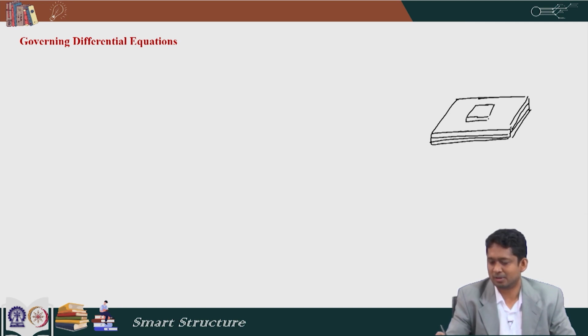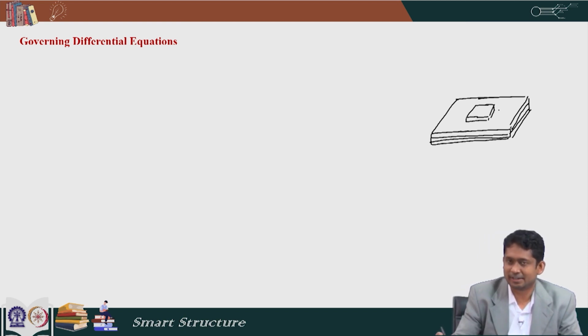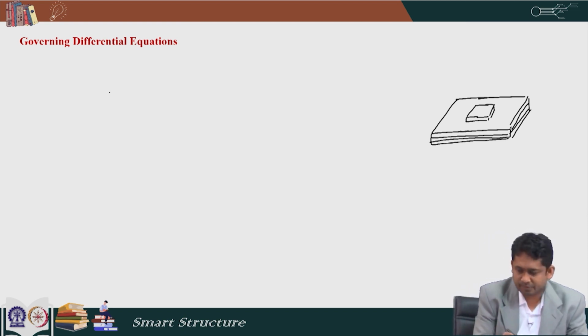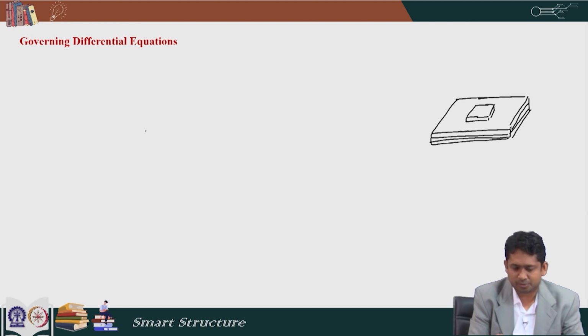This patch can be localized in a single region or it can be distributed all over, it can be at the top, it can be at the bottom. So, the composite patch also becomes one more layer to it. So, we will see how we can analyze such laminates. Now, to do this, at first we need to see the governing equation of composites.